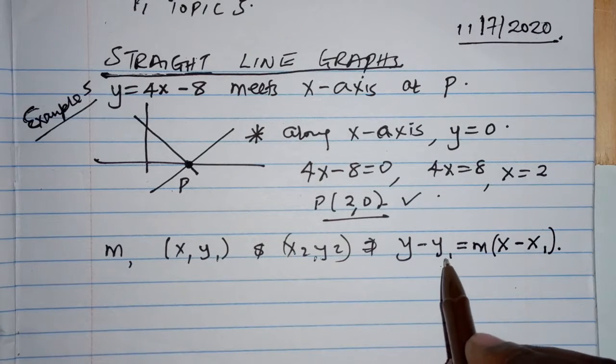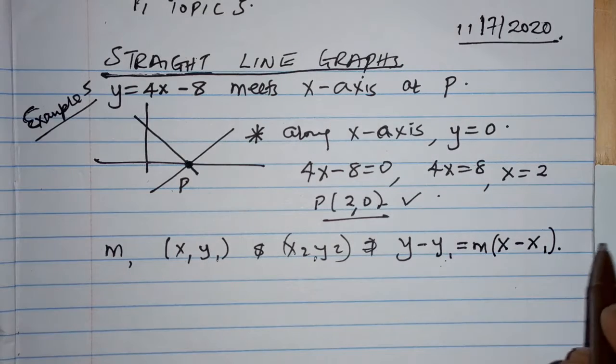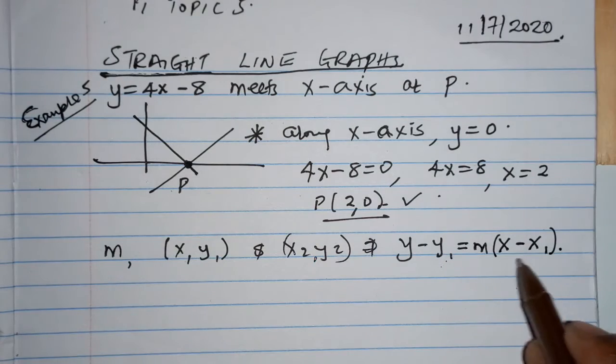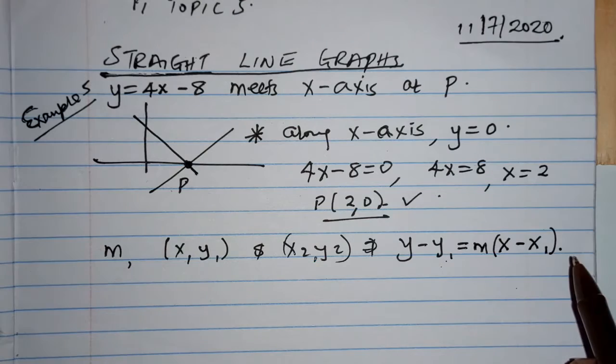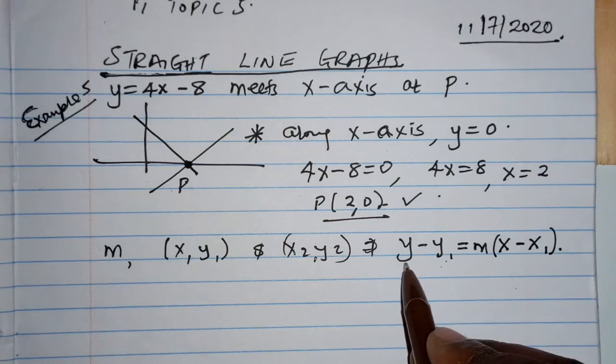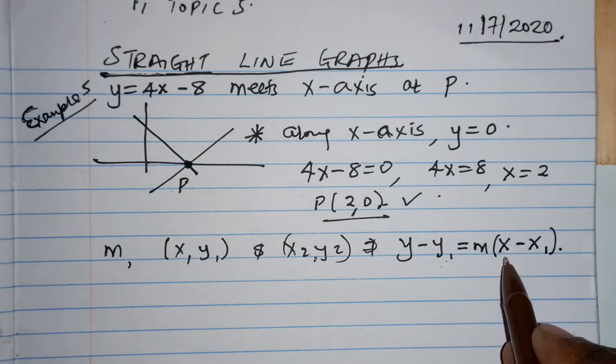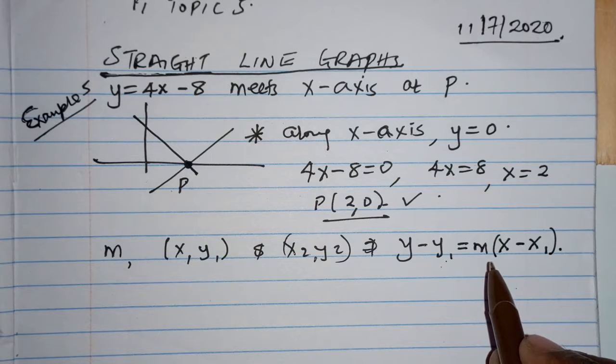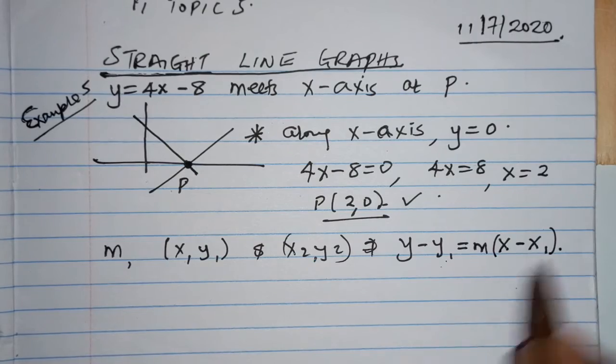Please note that y1 and x1 reflect the y and x coordinates of a point that is given on the line. But y is general and x is of course general. m is the gradient of that particular straight line. So at that point, let's go to example 6.